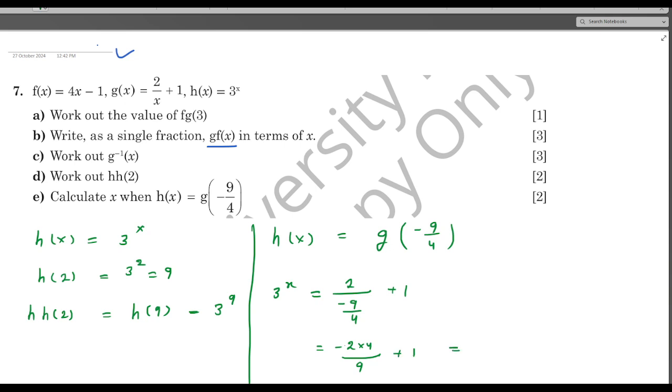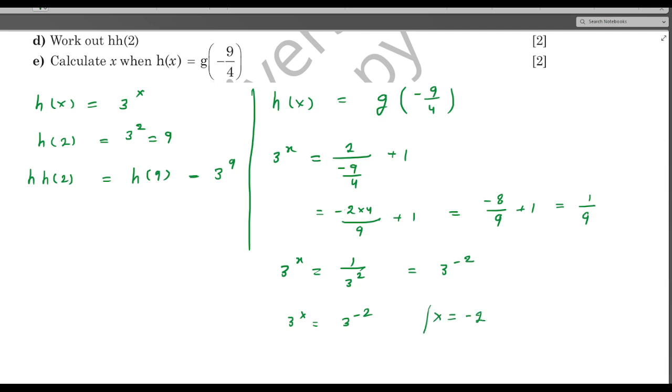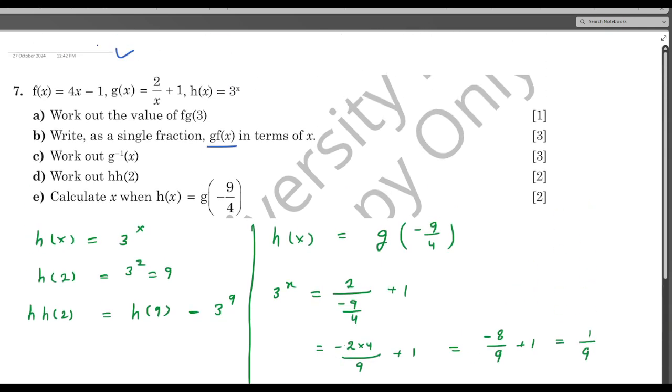So this is minus 8 divided by 9 plus 1. So this is 9 minus 8, which is 1 upon 9. So 3 power x is equal to 1 upon 9. 1 upon 9 can be written as 1 upon 3 square, and this I can write as 3 power minus 2. So you have 3 power x is equal to 3 power minus 2. If you compare both the sides, you will find x is equal to minus 2. So your value of x is minus 2. And this is your final question from this exercise.